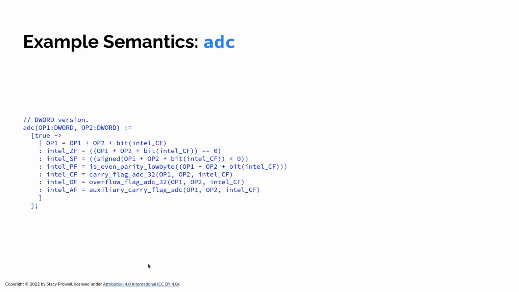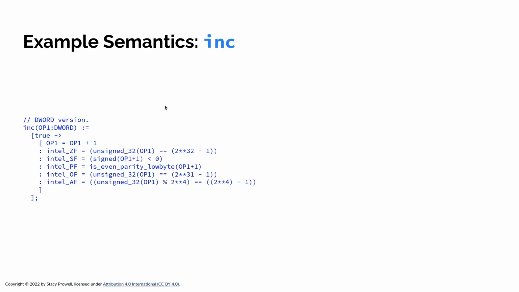Let's pick on one of these. Let's pick on add with carry. This is the D-word version because that's the code I have lying around. I have the code for Hyperion lying around, and it's 32-bit. So here's the D-word of add with carry. I'm sure they're doing 64-bit by now. Who knows what they're doing? And this is what the semantics of it look like. And so here is the same semantics for increment, which adds 1 to a register.